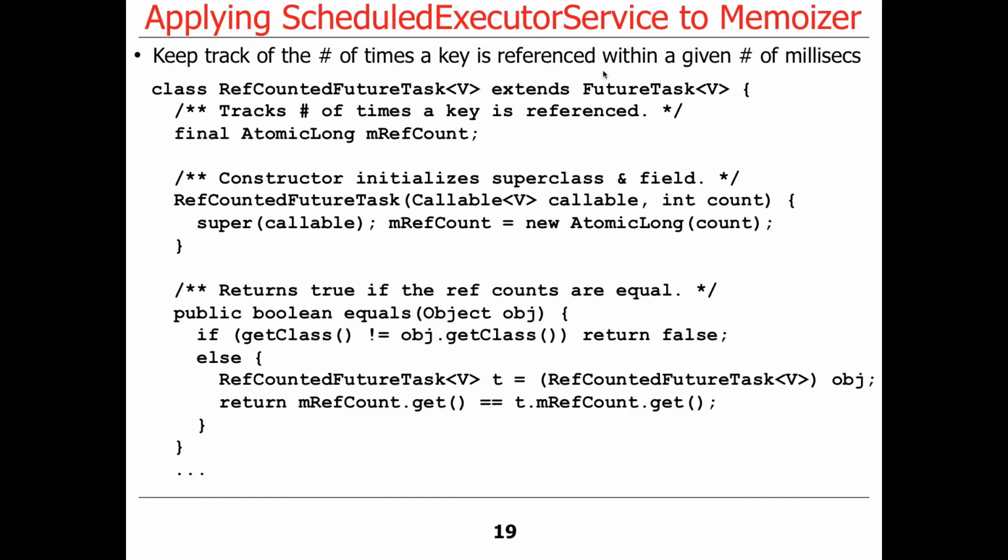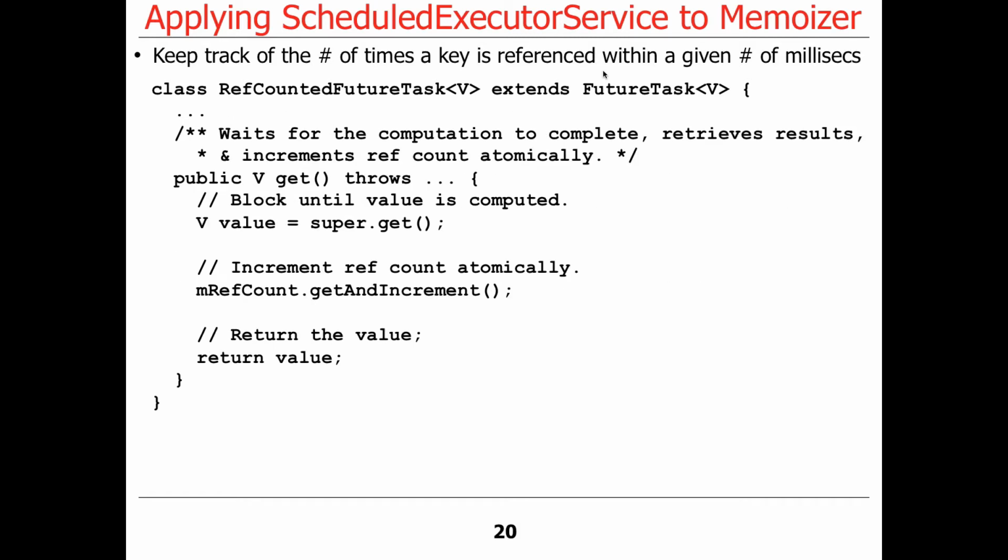We are now going to override the equals method, and you'll see why we need to do that when we get a little further along. What the equals method is going to do is first make sure that both elements are from the class, that they're both RefCountedFutureTasks. We do that by comparing whether the classes are equal. That's just a typical way to implement equals. And then we cast the object to a RefCountedFutureTask, and we compare the reference counts. If the reference counts are equal, then these two things are equal. If they're not equal, then it tells us something else that we'll talk about in a second.